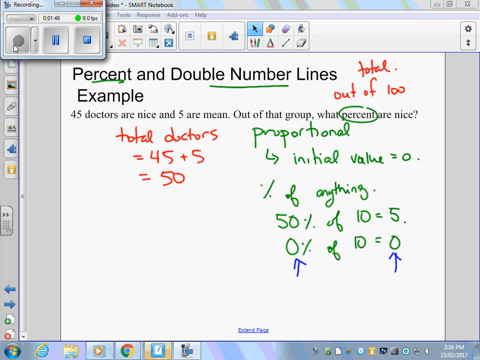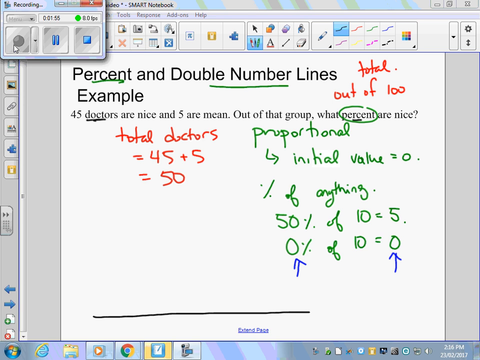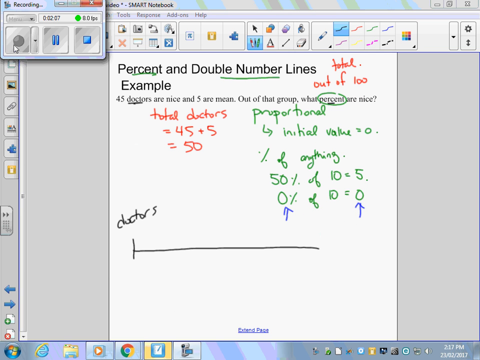So one of the things that I'm worried about here is doctor numbers. And the other thing that I'm worried about here is percent. So if that's the case, then I can write a double number line talking about doctors and percents. So let's do doctors up here. Shouldn't matter. And percent down here. And again, we've already double checked that 0% of the doctors would still give a 0 result.